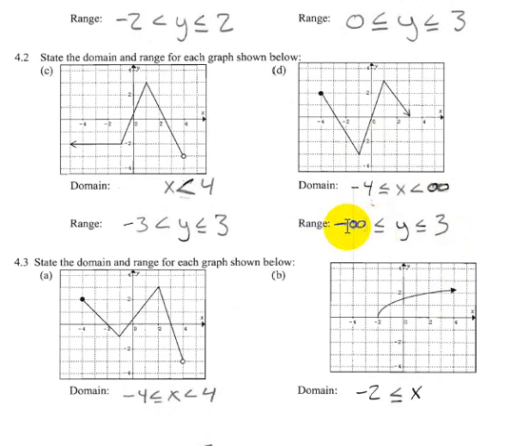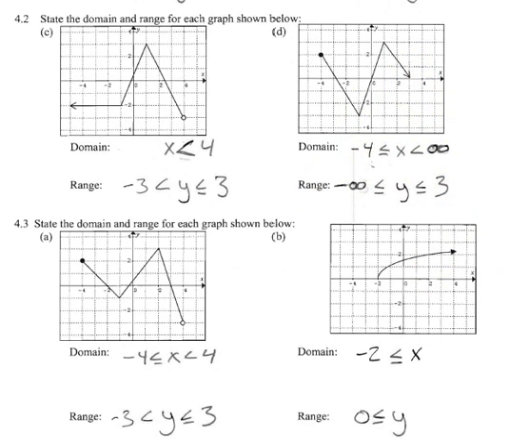My smallest y value, people tend to look right here, but that arrow continues on to -infinity. So from -infinity, should not have an equal there. It should just be -infinity is less than y. So that's wrong right there. And then y is less than or equal to 3, because my largest y value is 3. I'll change that on the key.